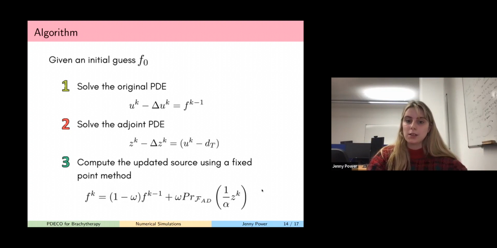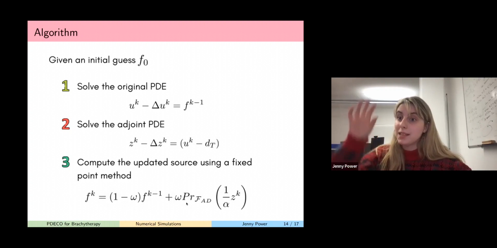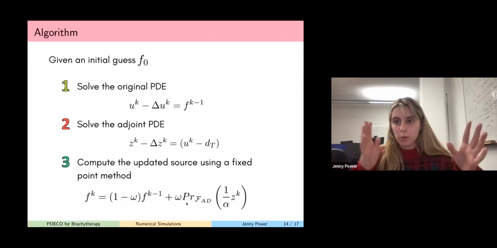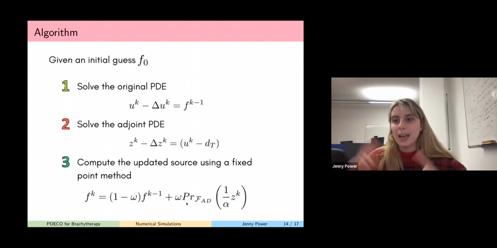Then we can compute the updated source using a fixed point method, where PR here is a projection into the admissible set of possible functions for F. So this is what it does here. Omega is a relaxation parameter, which you can kind of think of like a step size, but it's not quite that.